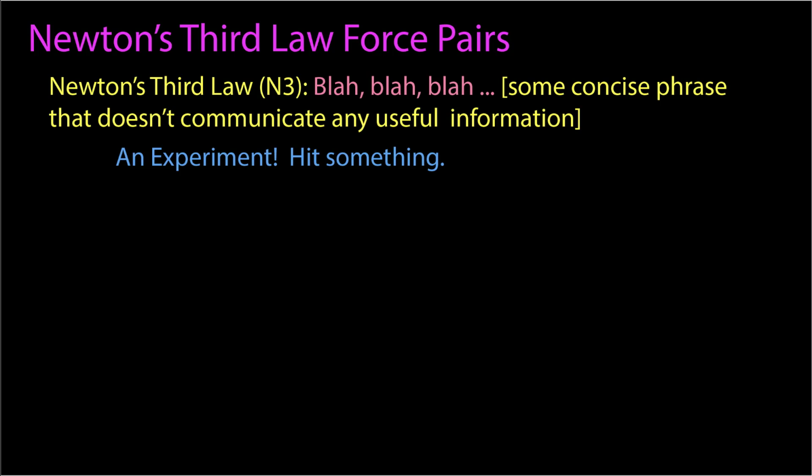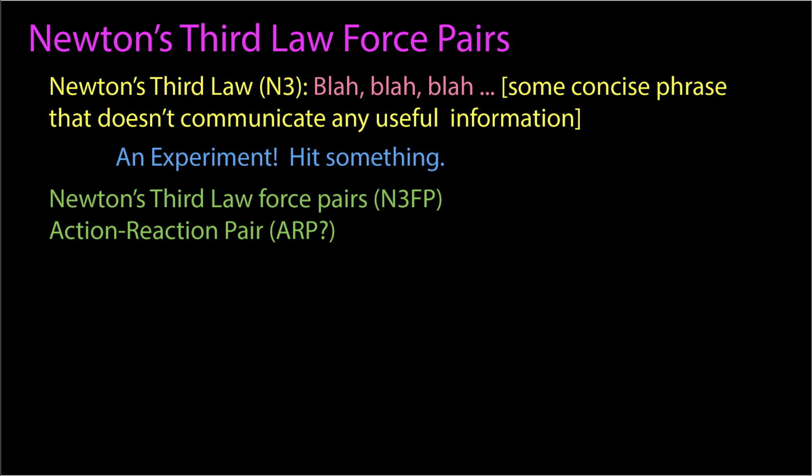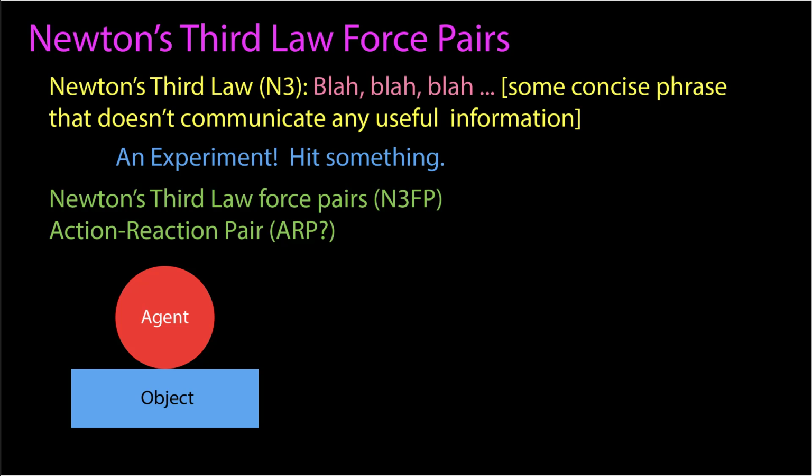You had exerted a force on the object, and the object exerted a force on you, and those are Newton's third law force pairs. I'll call them with this acronym, N3FP. They're also sometimes called an action-reaction pair. That's a little misleading because action-reaction seems to imply one comes first, and that's not true. Newton's third law force pairs always exist at the same time. Let me take a look closely at what happened.